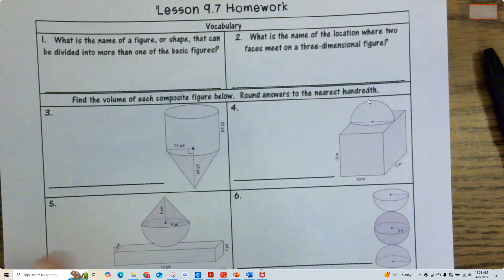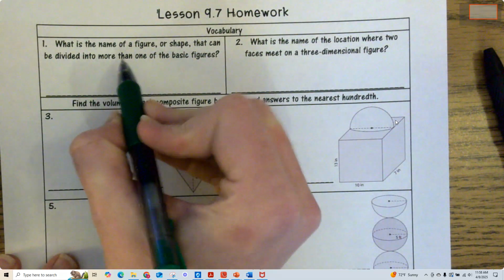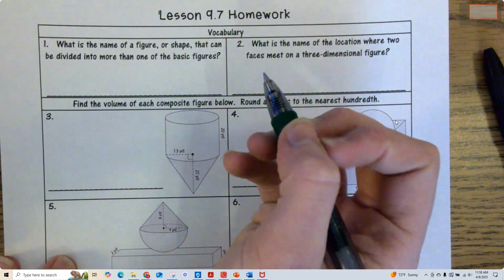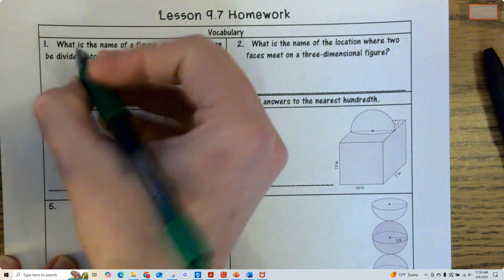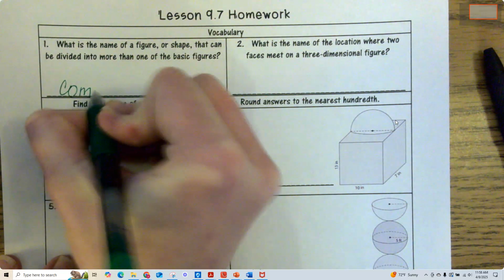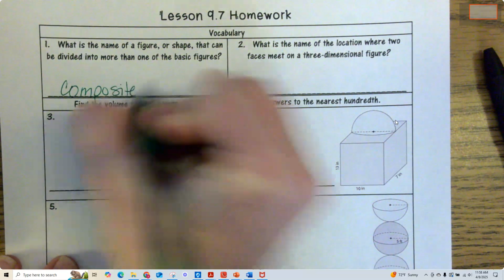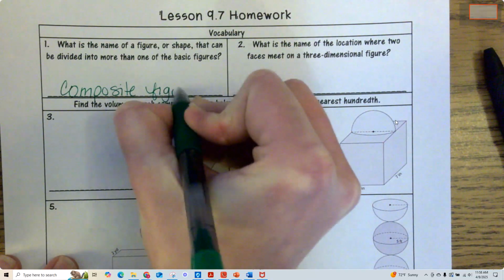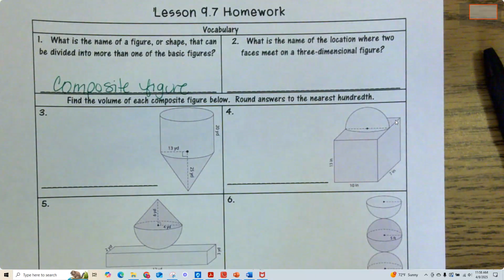Alright, this video is for the lesson 9.7 homework. We're doing volume of compound shapes today. So a little bit of vocab. What is the name of a figure or shape that can be divided into more than one of the basic figures? This is a composite figure. Sometimes they're called compound. There's another name too, but I can't think of it.